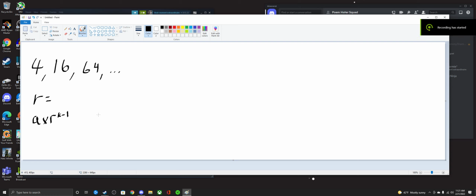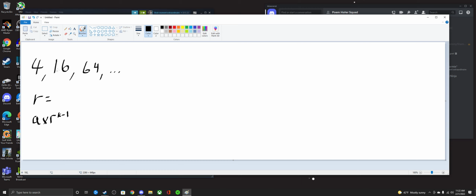Hey everyone, today I want to show you how to find the general term of a geometric sequence given its ratio. So essentially any term of a geometric sequence if you know the common ratio. So we have the sequence here: 4, 16, 64. The first thing we want to establish is what the common ratio actually is.